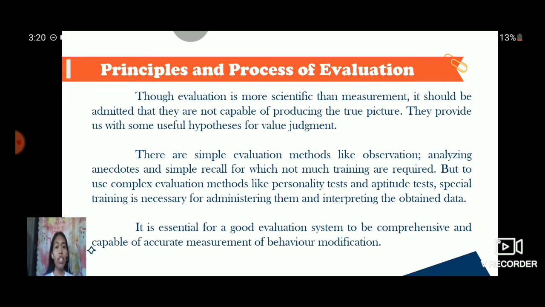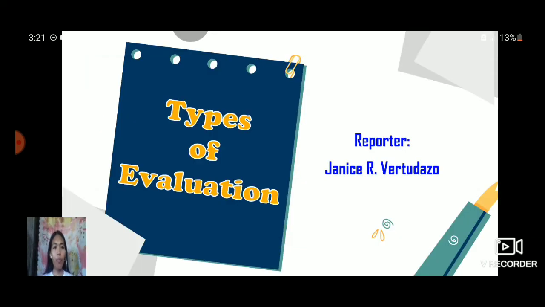It is essential for a good evaluation system to be comprehensive and capable of accurate measurement of behavior modification. So in evaluation, you should be comprehensive and capable of measurement in order to avoid any failure and also avoid biases, to come up with more effective solutions. So that's all for my part, and I hope you gained something.